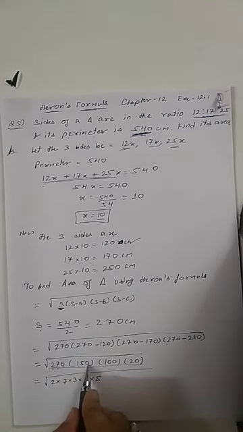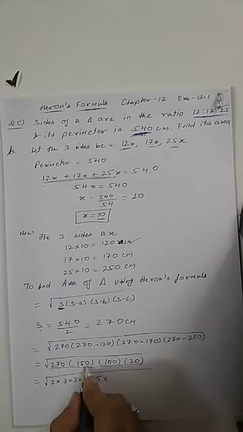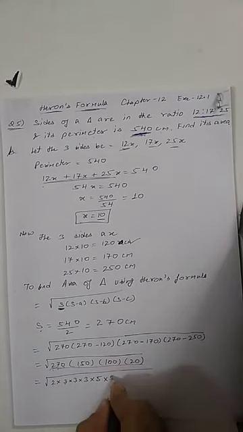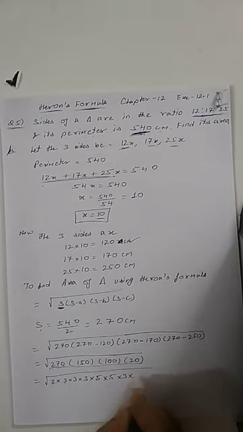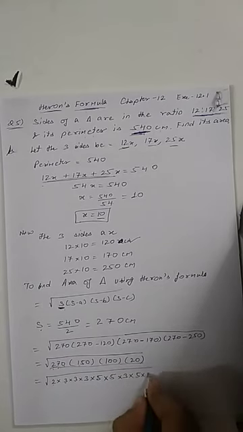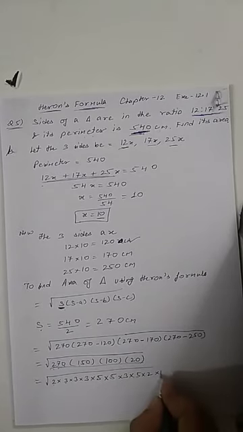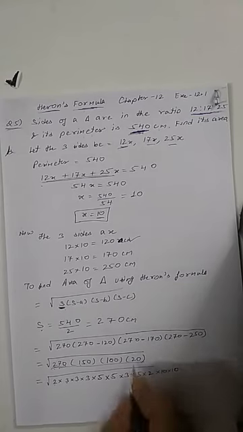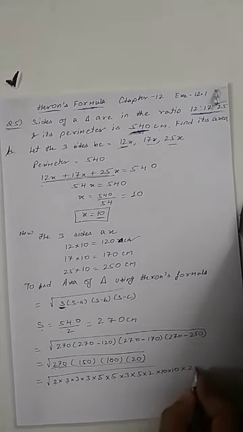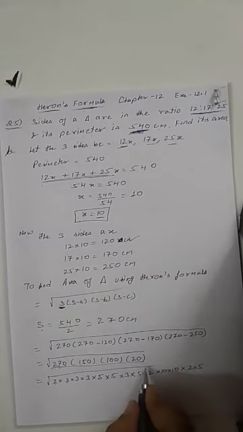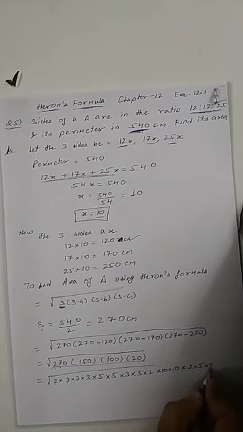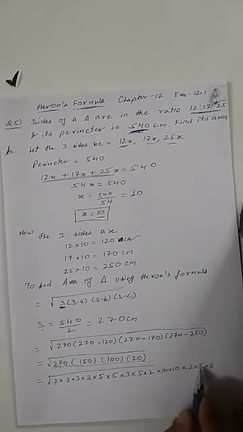Similarly, this 150 I can write 15 into 10. So 15 is 5 into 3, and 10 is 5 into 2. This 100 I can write 10 multiply by 10, and this 20 I can write 2 into 10. So that is 2 into 5 into 2.